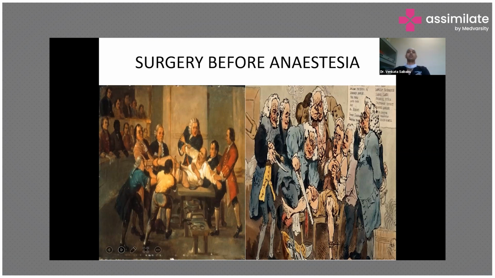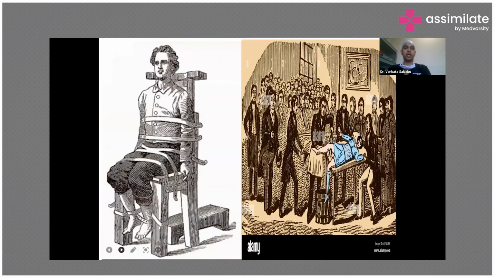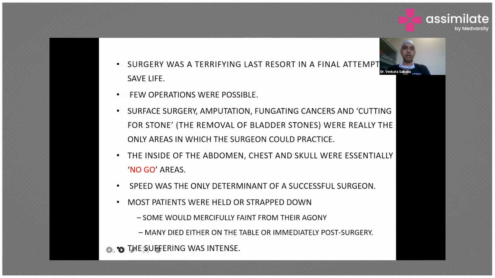In this first slide, you can see how surgery was conducted before anesthesia was invented. The patient was tied down, three or four people were holding the patient, and somebody was shutting the mouth of the patient, and then the surgery was performed. This is how patients were prepared for surgery before anesthesia. It's all like a barbaric thing.